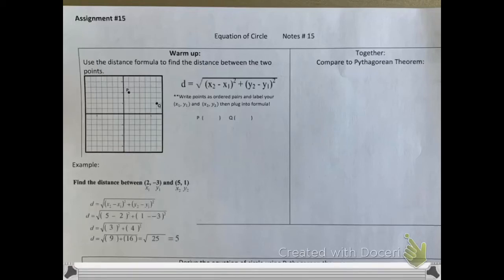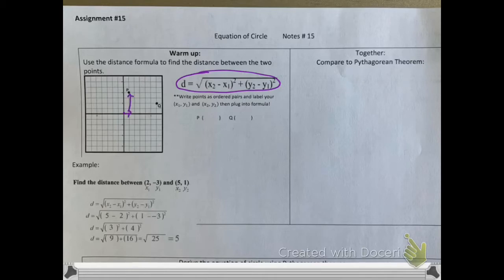The goal for the warm-up is to use two different methods, the distance formula, which is this formula here, and then Pythagorean theorem, in order to find the distance between P and Q. So for the distance formula, the first thing you need to do is write the coordinates of P and the coordinates of Q.